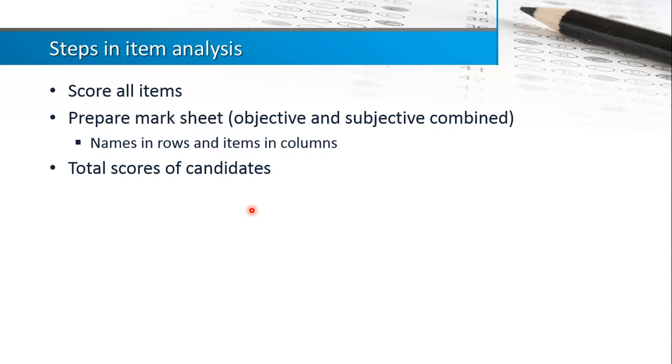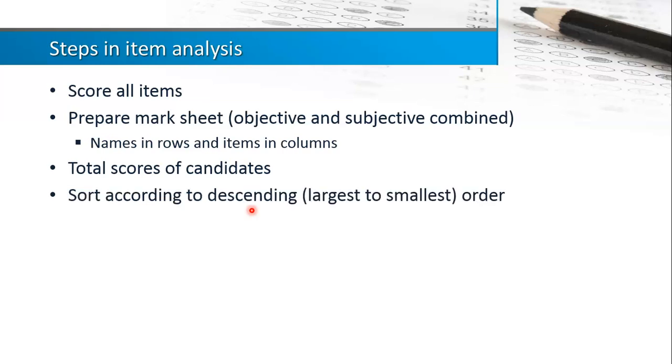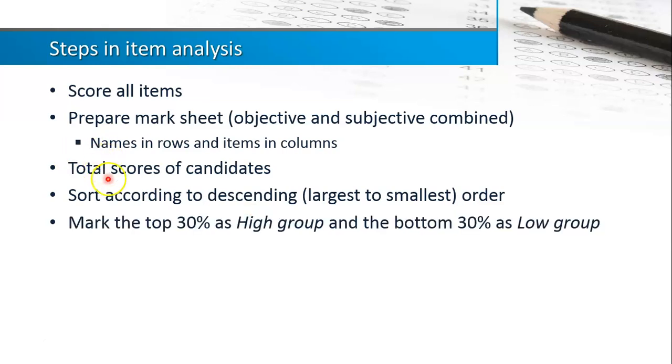Then you must calculate the total score for each candidate, and then sort the candidates in descending order, from the largest to the smallest, the highest score to the lowest score. So you have to sort your candidates according to their total score.